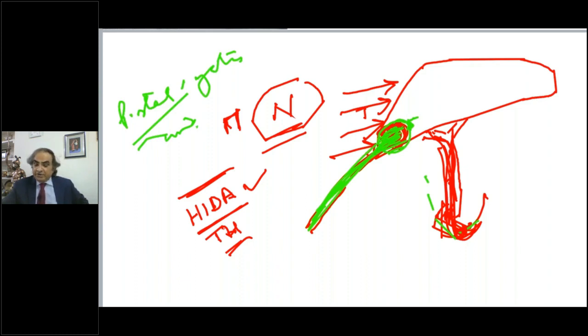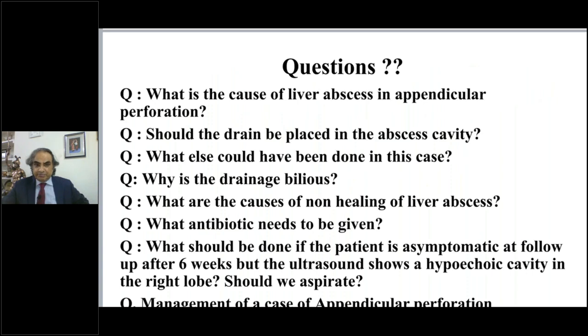If it doesn't stop, we have options to decompress the distal obstruction by doing papillotomy, which is a good option. There are other options too. I am not denying that you can put a drain right inside the cavity, or you can again do a laparotomy. These are more morbid procedures that you don't need in all cases. So that was the part of this. The questions that will be asked, you have been answered already.